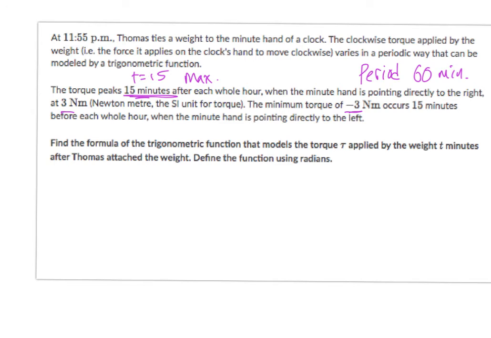So when we're at the 45 instead of 15. So we've got to find a formula for torque here, and I've got to use the stuff that we're given. So we know the period is going to be 60, so I'm going to put that in: 2 pi over 60.